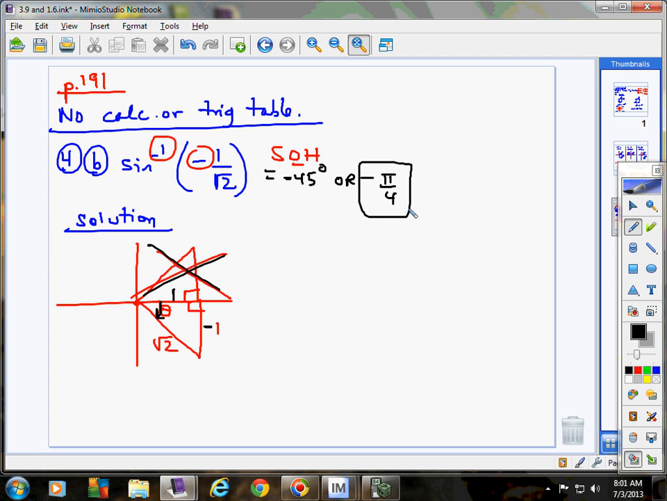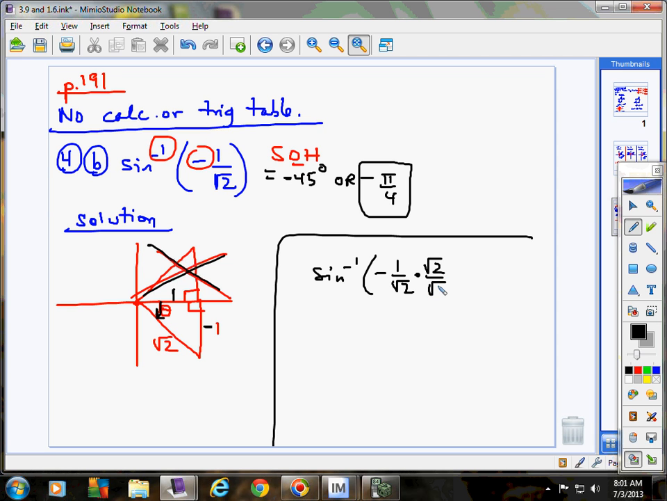That's the long way to do it. The short way to do it is to say, okay, I've got a 1 over square root of 2. I remember that if you rationalize the denominator, those 1 over square root of 2's look like square root of 2 over 2's. And I remember that if you had the sine of some angle that made square root of 2 over 2, that angle had to be a 45-degree angle.